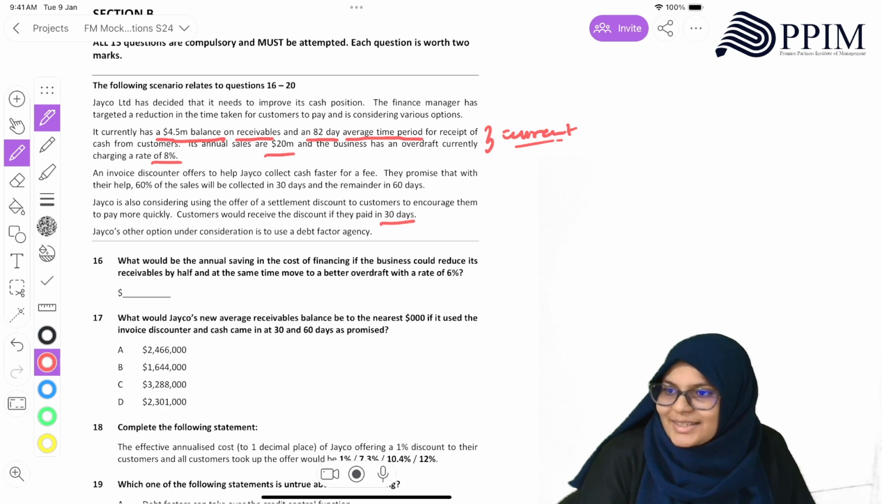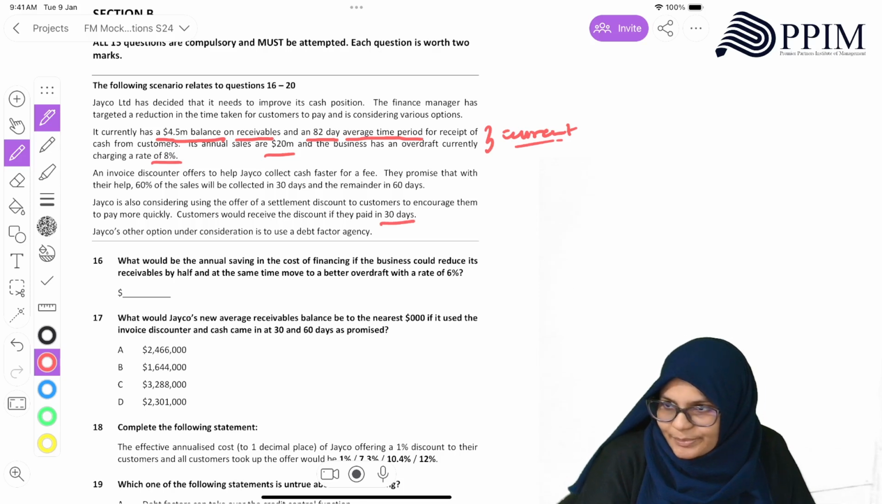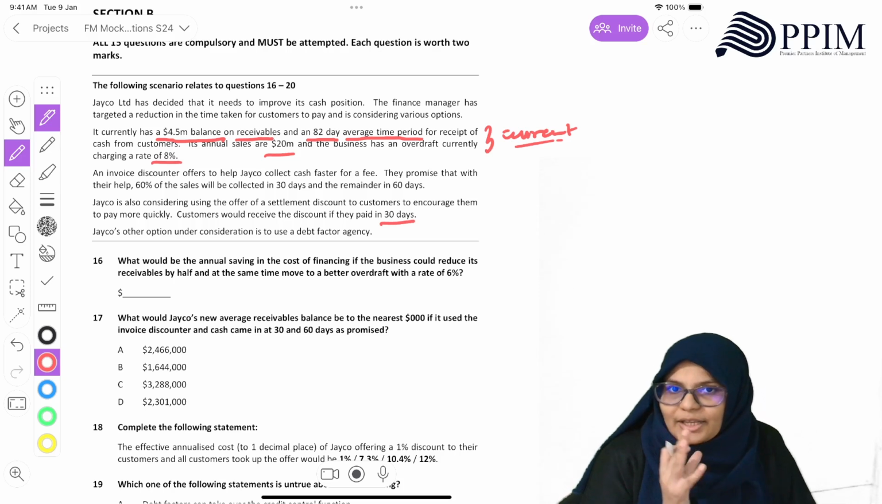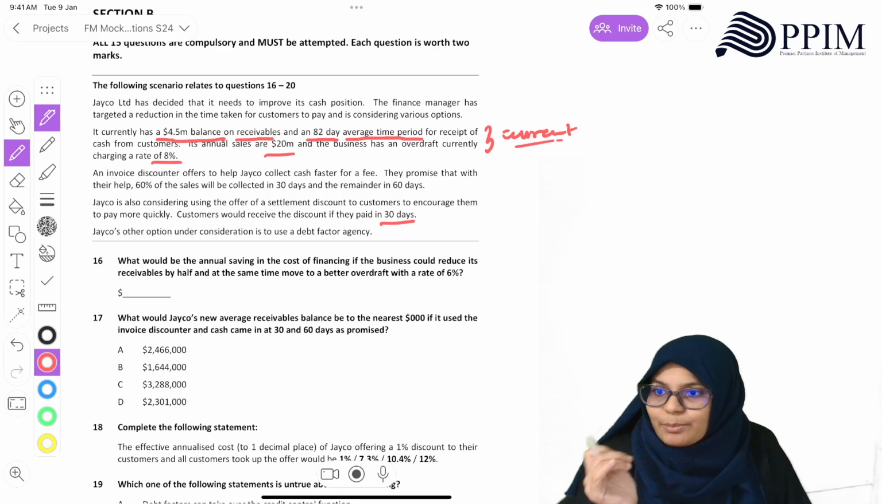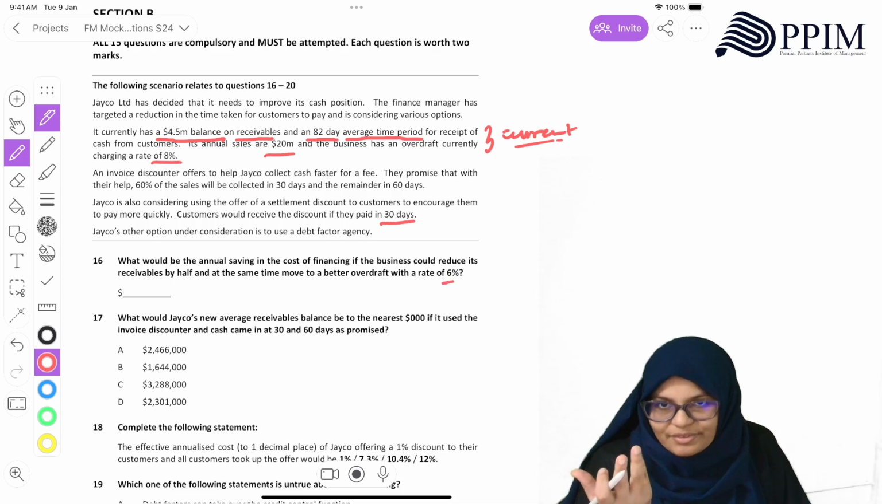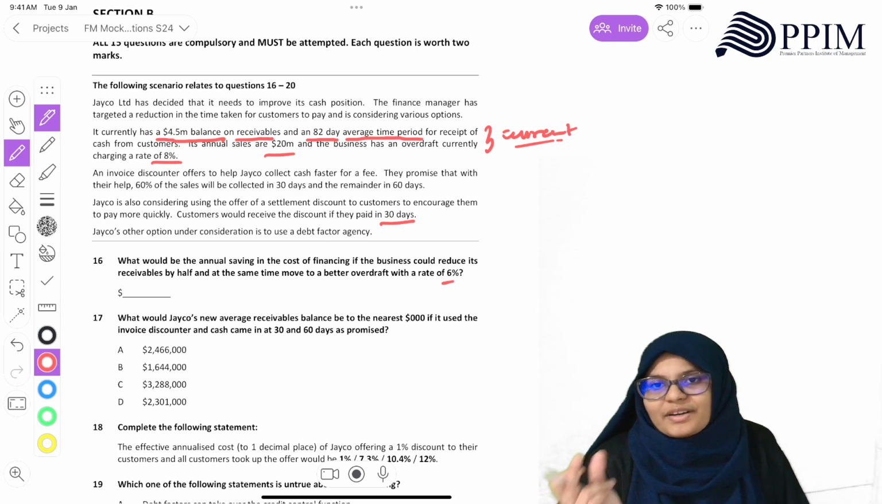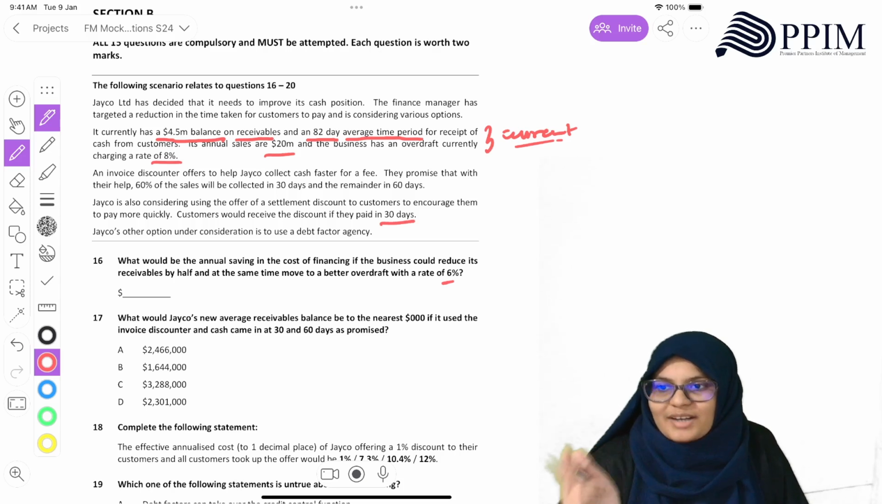Cost of financing means it's the interest cost. If the business could reduce its receivables by half and at the same time move to a better overdraft with a rate of 6%. Okay. Now they are saying currently you have an interest that you are paying. Calculate that somehow. Then they are saying suppose I reduce my receivables by half. So it's 4.5 now, it becomes half of that and I get a better interest rate of 6%. Then obviously the interest charge is different now. Then they are saying compare the new interest with the old interest and see how much you are saving if you could strike this deal.